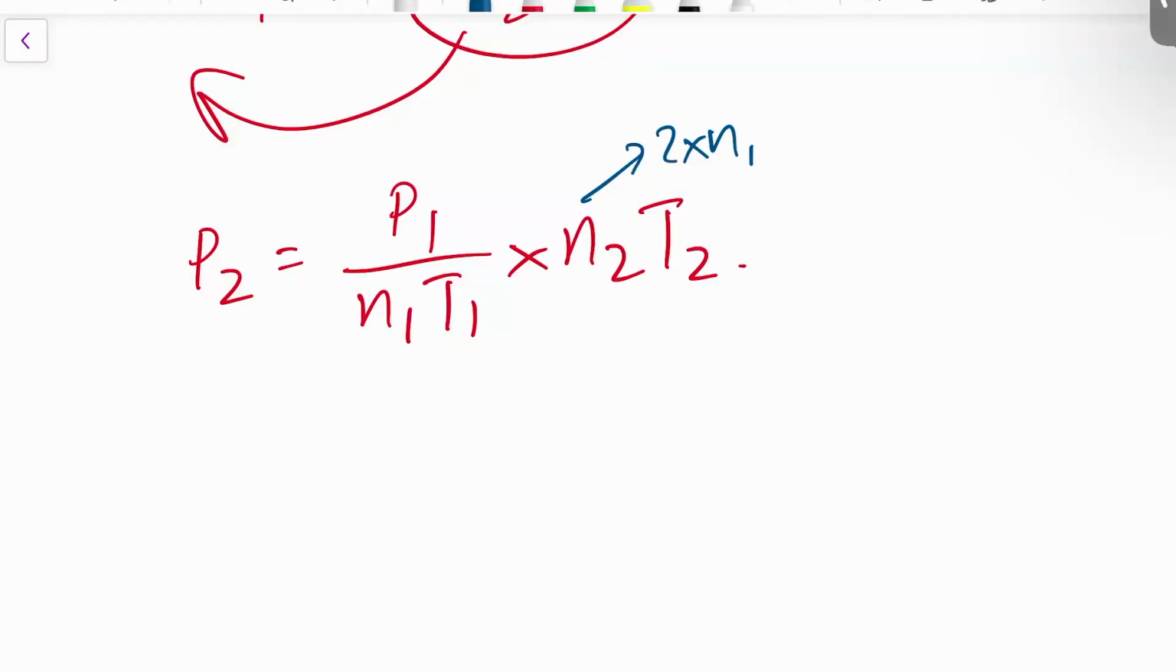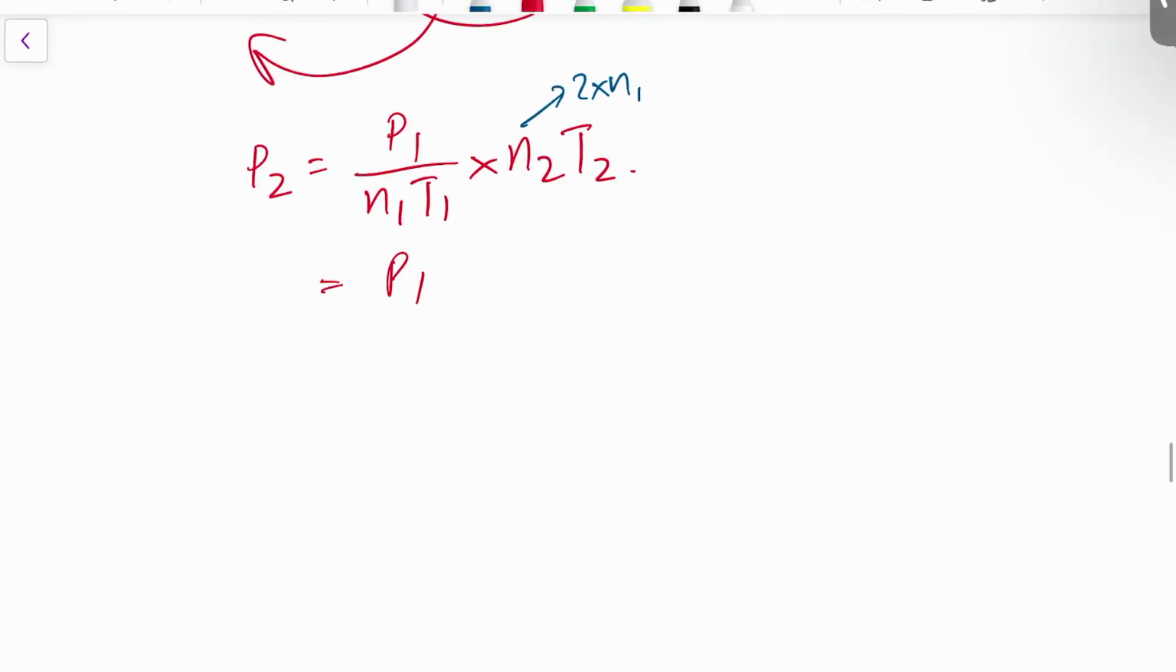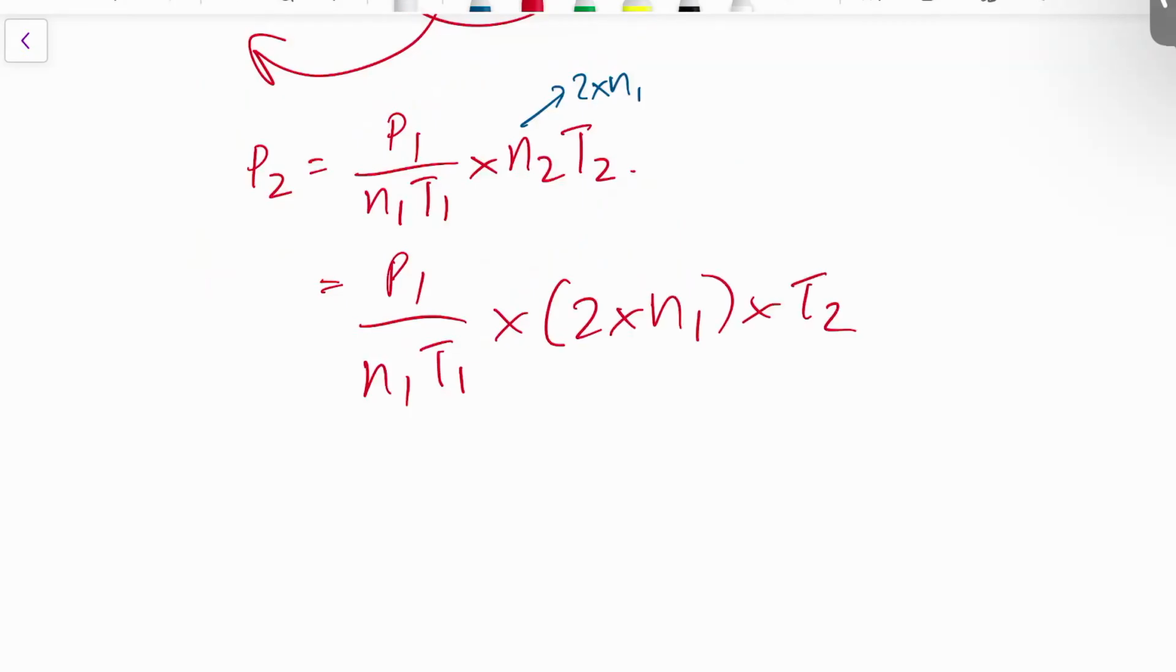Imagine yourself subbing N2 is 2 times N1. Do you even need to know what the number for N1 actually is? Let me put this in for you. No, I don't. Why not, guys? Because what happens to N1? Mathematically, it just gets cancelled out. You don't actually need to know what it is.